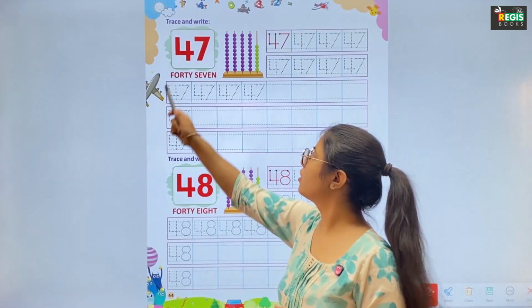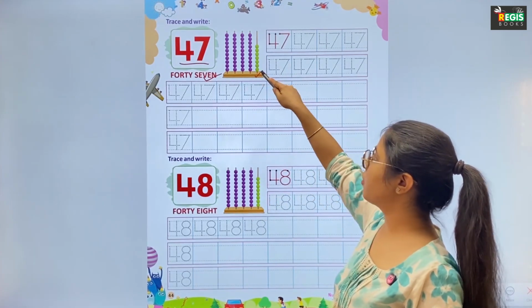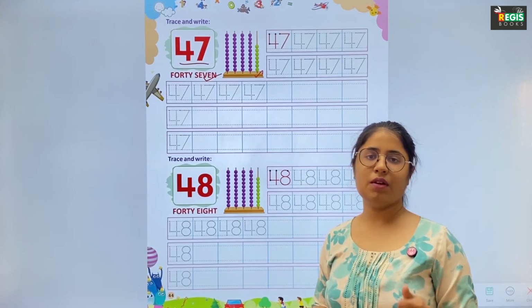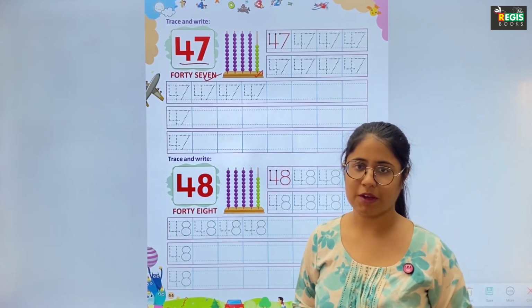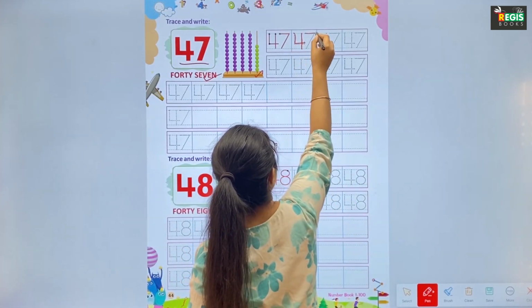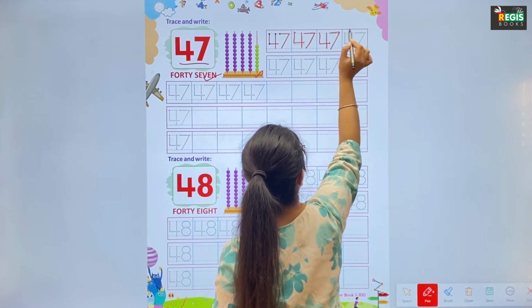Trace and write 4, 7, 47. These are total 47 dots. We write the number 47 by writing 4 and 7 together. Let's practice with me. Write 4, then 7. Write 4, then 7 with me.